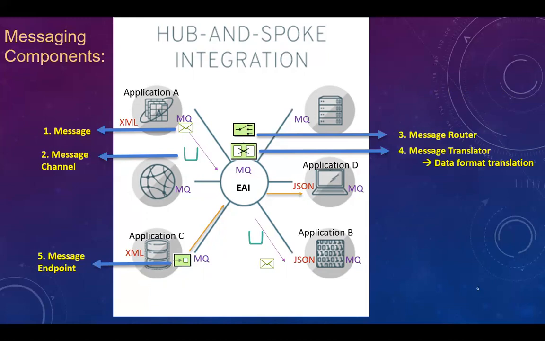And again, in order to send it to the target application, as I said earlier, you have to do some data transformation. So it is called a message translator. The XML message has to be converted into JSON, and that would be the message translator. Again, it would be handled by the messaging software, or the EAI software, whichever it is.